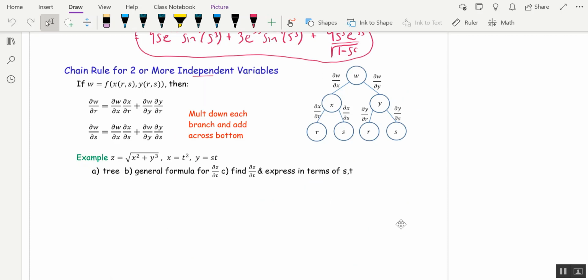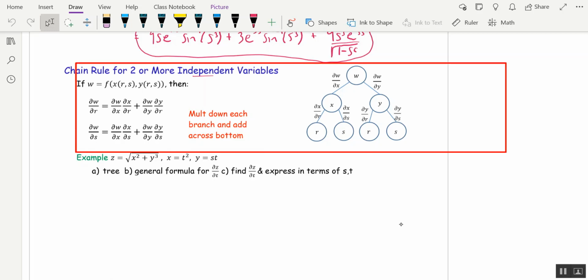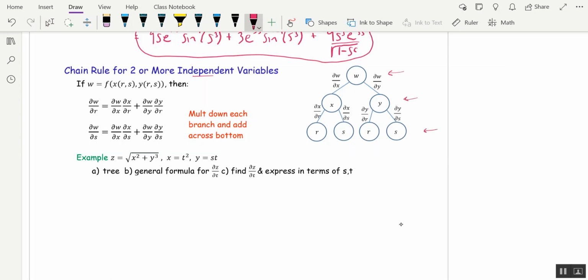All right, if you have two or more independent variables, the idea is the same, except that you're going to have a separate derivative formula for each independent variable. So in my example here, I've got w at the top, intermediate variables are x and y, and I've got two independent variables, r and s. So I have a formula over here for del w del r and a formula for del w del s.